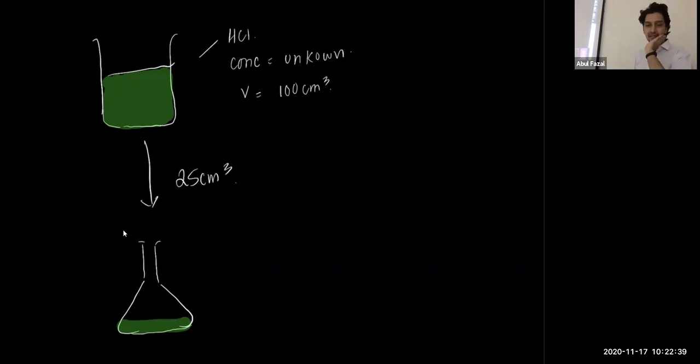So yeah, makes sense to everyone? Multiple reasons: safety, practicality, and whatever. But the standard is 25 centimeter cube. Why 25 centimeter cube? A pipette is 25 centimeter cube. It's just easier to work with that much amount. It is what it is.